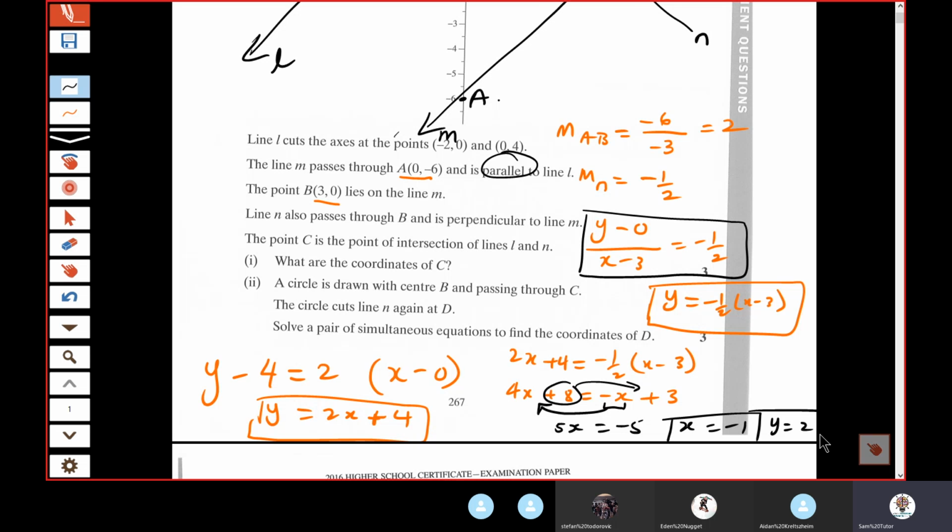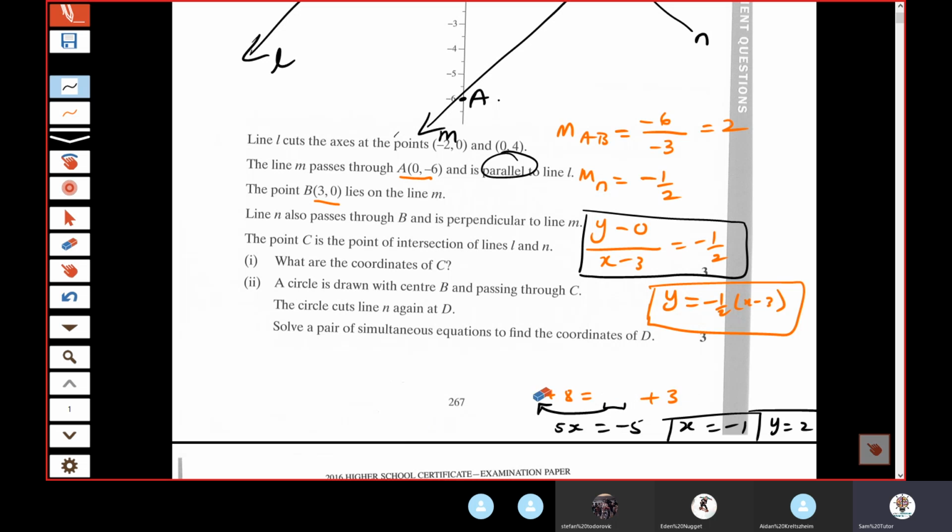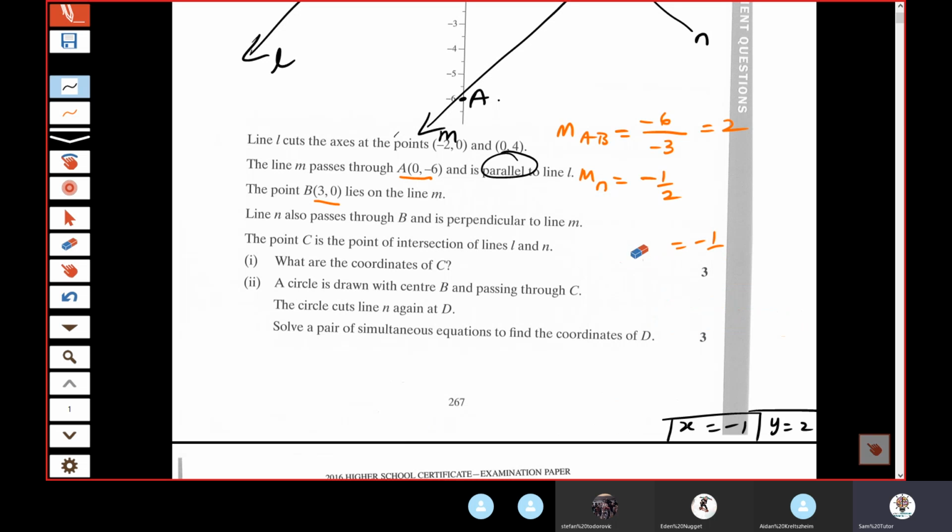A circle is drawn with center B and passing through C. The circle cuts line N again at D. Solve a pair. Let's go again. Let me rub this out. If I knew it was going to take us this long, I would have done it on another page. That doesn't matter. If you need the working out, just go back to the video. Everything should be there.